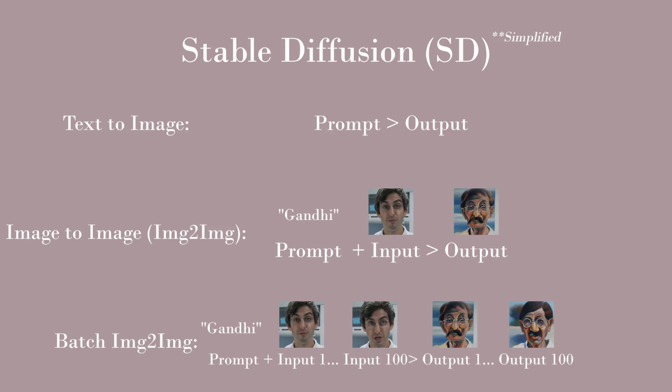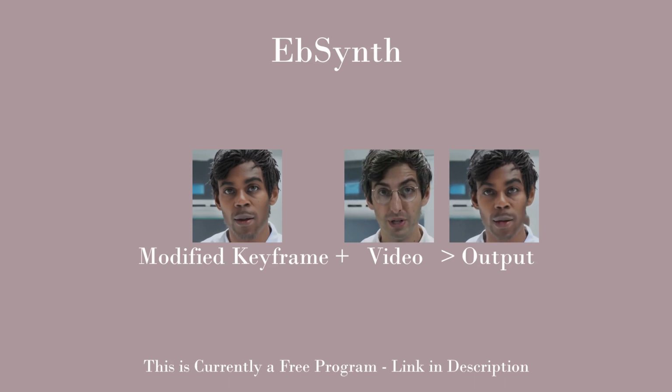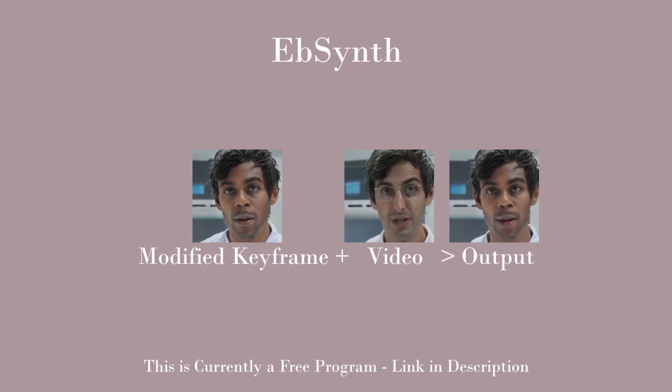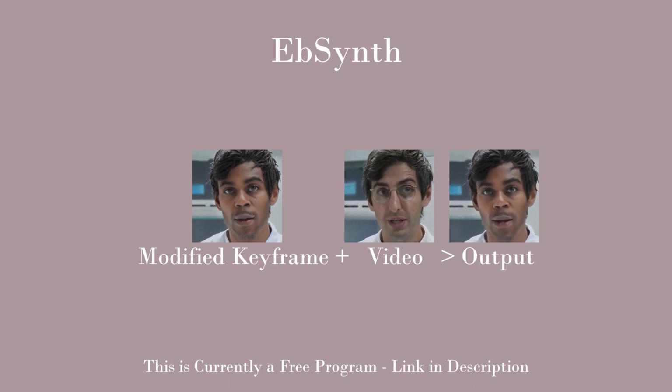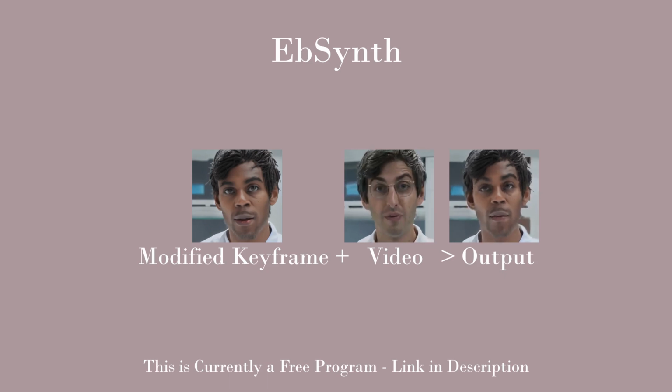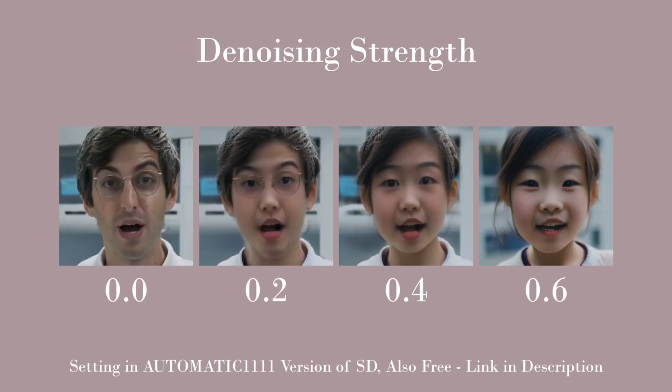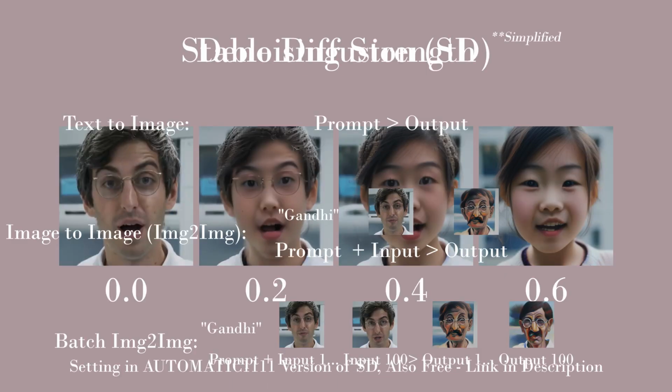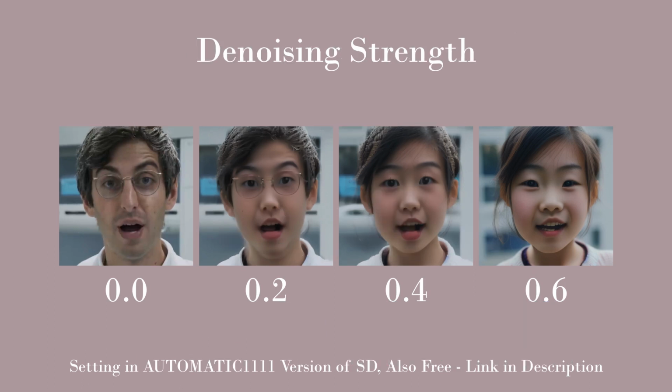Stable diffusion is a deep learning, latent diffusion model that takes in text and outputs images. In this case, it's taking in an image as well as text and outputting a new image. EbSynth is a program that essentially takes modified keyframes of a video and extrapolates across the remaining frames. And then denoising strength, which is a setting in Stable Diffusion. As it gets higher, it leads to more deviation from the input image.